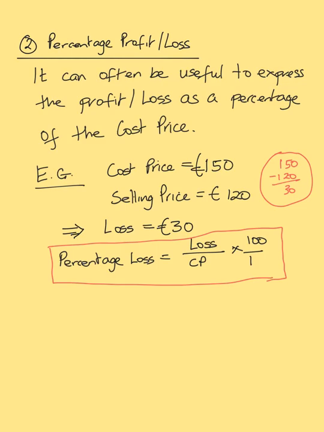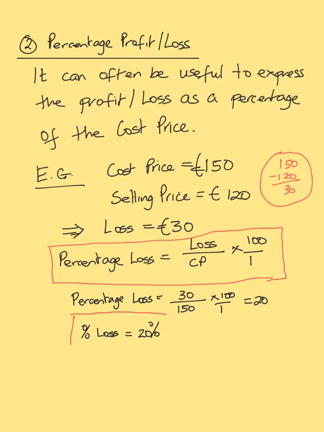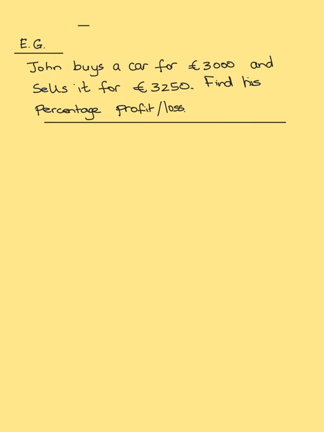And once we have that, then we can just fill it back in. So in this case, the percentage loss is the loss, which was €30, over the cost price, which was €150, and multiply by 100/1. And of course, when we work that out, we get 20. So that means that our percentage loss is 20%. Now, these questions are quite important to be able to do. We'll take a look at another one. And we'll take a look at another example here.